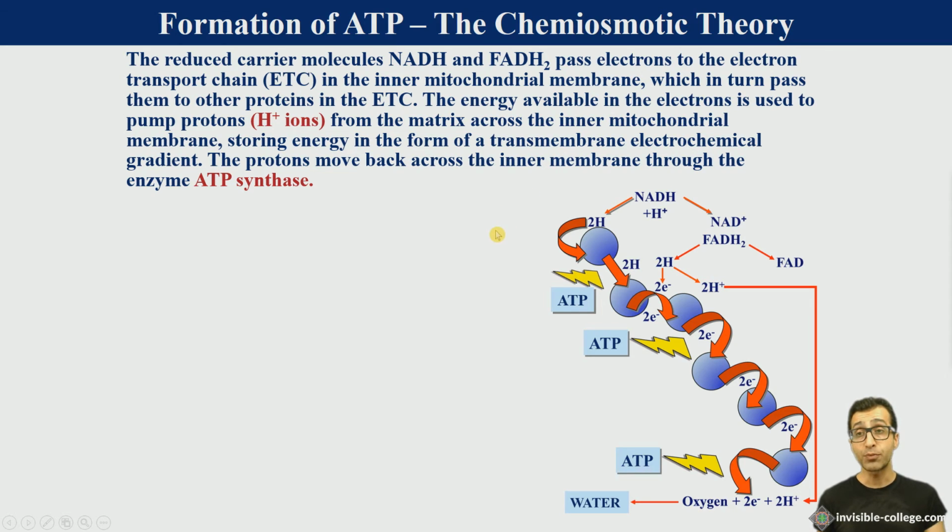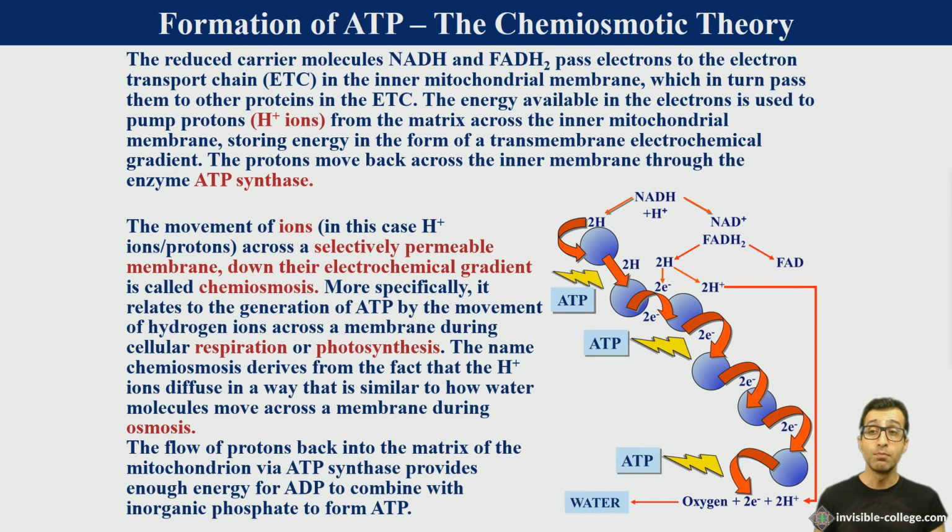Now as the protons move back across the inner membrane through the enzyme ATP synthase, that electrochemical gradient is used to power the direct production of ATP. So the movement of ions, in this case the protons, down their electrochemical gradient through that selectively permeable inner mitochondrial membrane is called chemiosmosis.